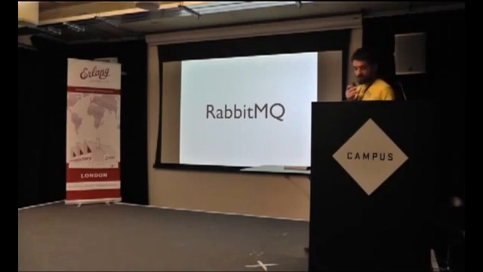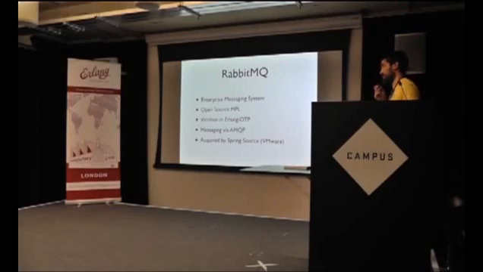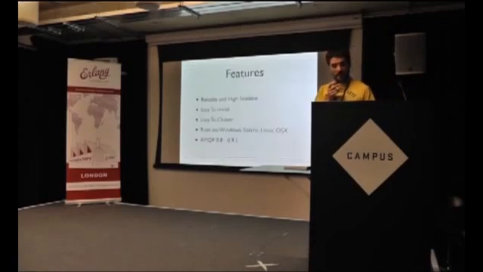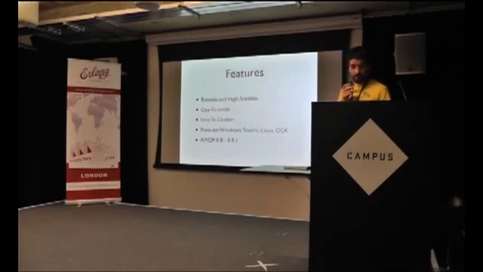So, RabbitMQ. We have like half an hour for an hour and a half talk, so let's see how this goes. So what is RabbitMQ? RabbitMQ is branded as an enterprise messaging system. It's open source on the Mozilla Public License. It's written in Erlang OTP. You do messaging with AMQP. You can also use Stomp, MQTT, and many others. And it's part of VMware now. So it started as a small company and now it's part of VMware.